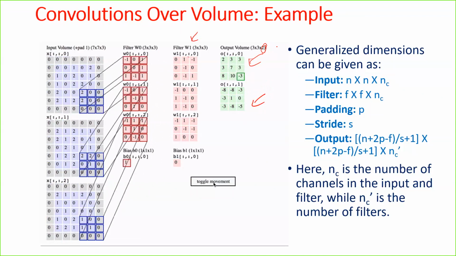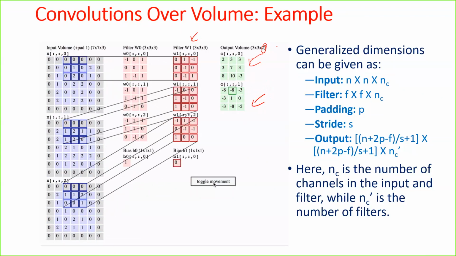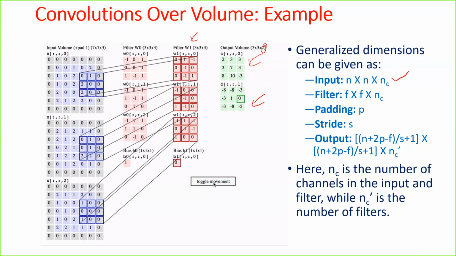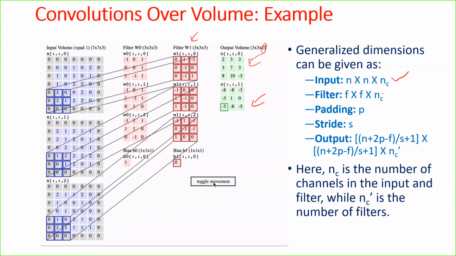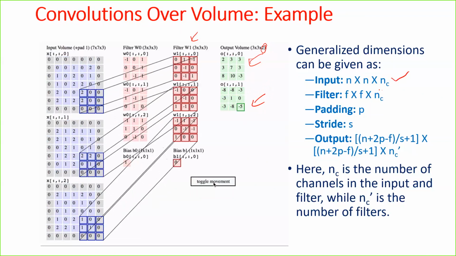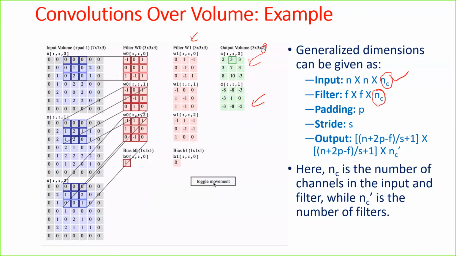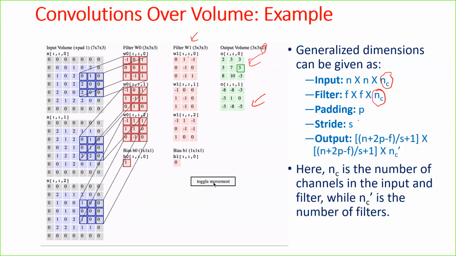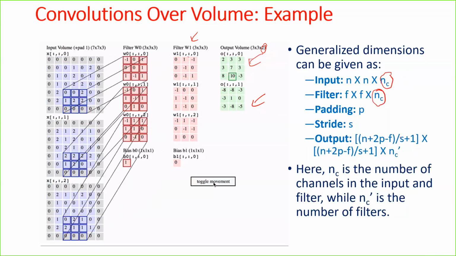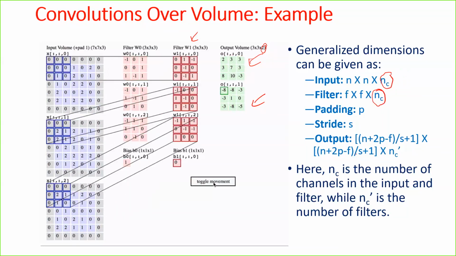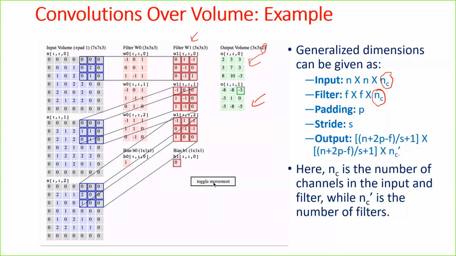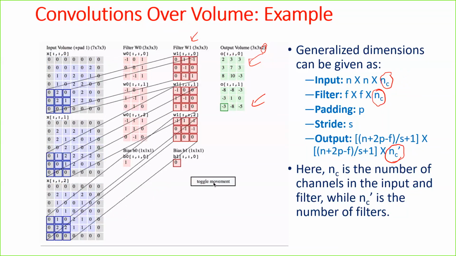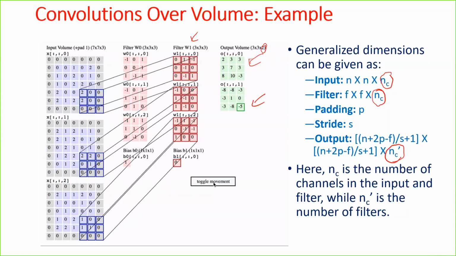So if the input size is n by n by nc, nc is the number of channels in the input image. Filter size is f by f by nc. So please see that nc here. Both of them should be the same, right? And with padding p and stride s, the output image is (n plus 2p minus f)/s plus 1 times (n plus 2p minus f)/s plus 1 times nc dash, where nc dash is equal to the number of filters that we apply.